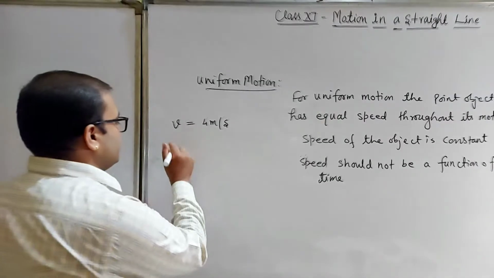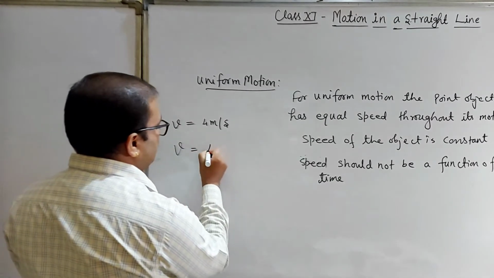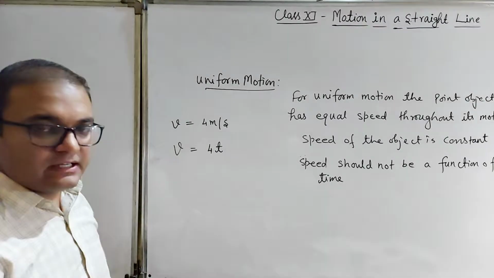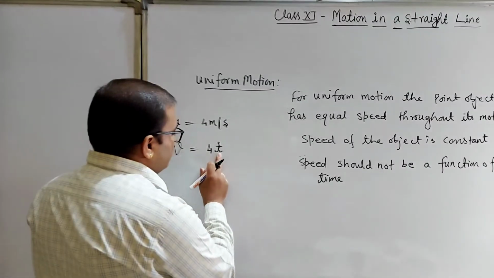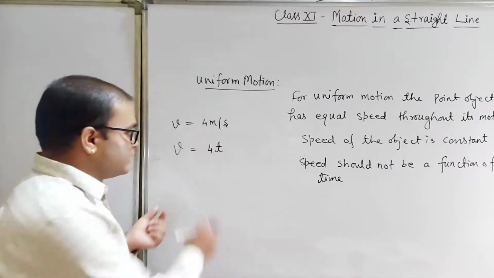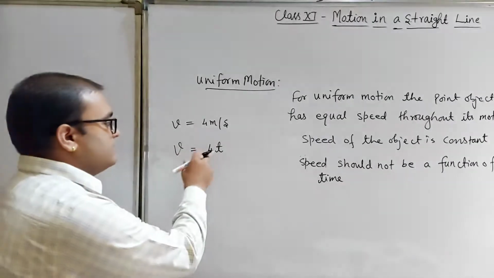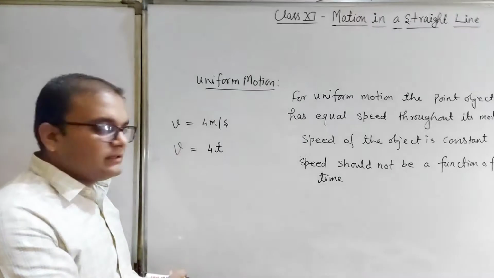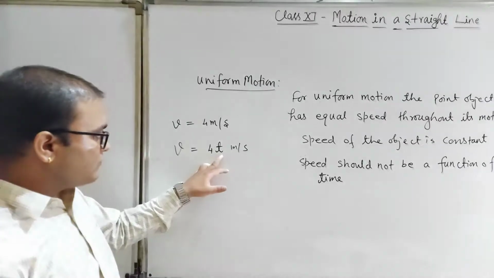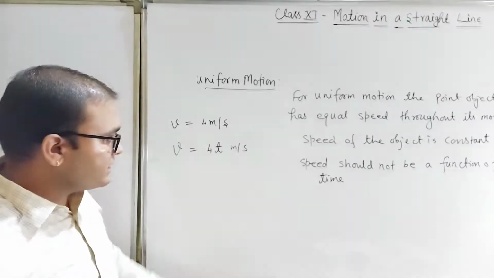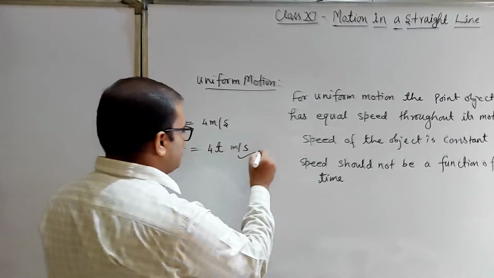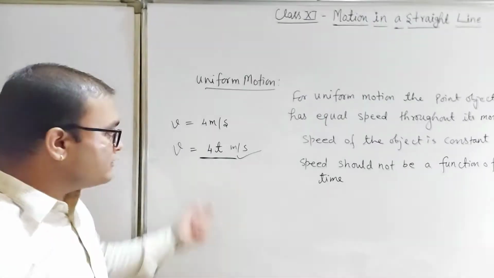Suppose now I write v equal to 4t, so v is a function of time. It means that the velocity is depending on time. At t equal to 0, velocity will be 0. At t equal to 1 second, velocity will be 4 meter per second. At t equal to 2, v equal to 8 meter per second. At t equal to 3, v equal to 12 meter per second. So here the velocity is depending on time, so it is not a uniform motion.